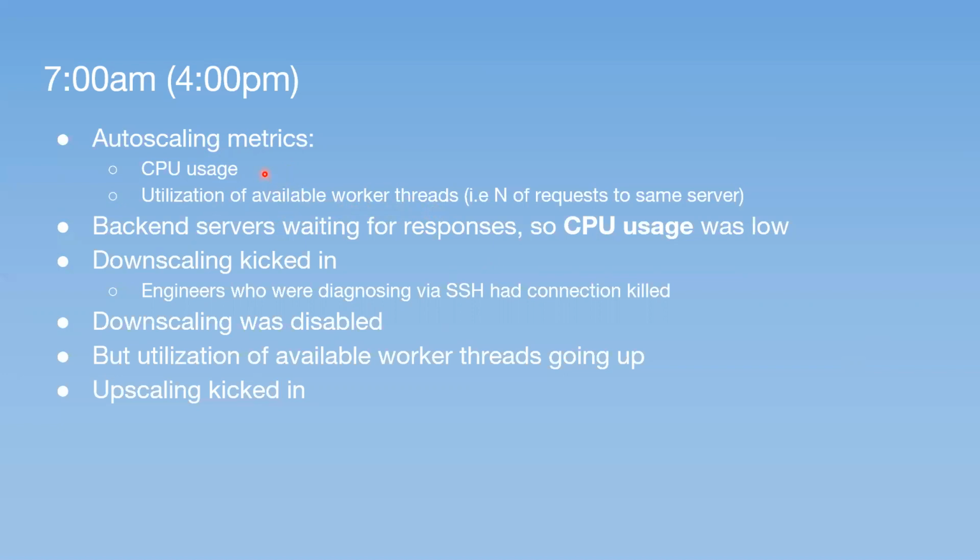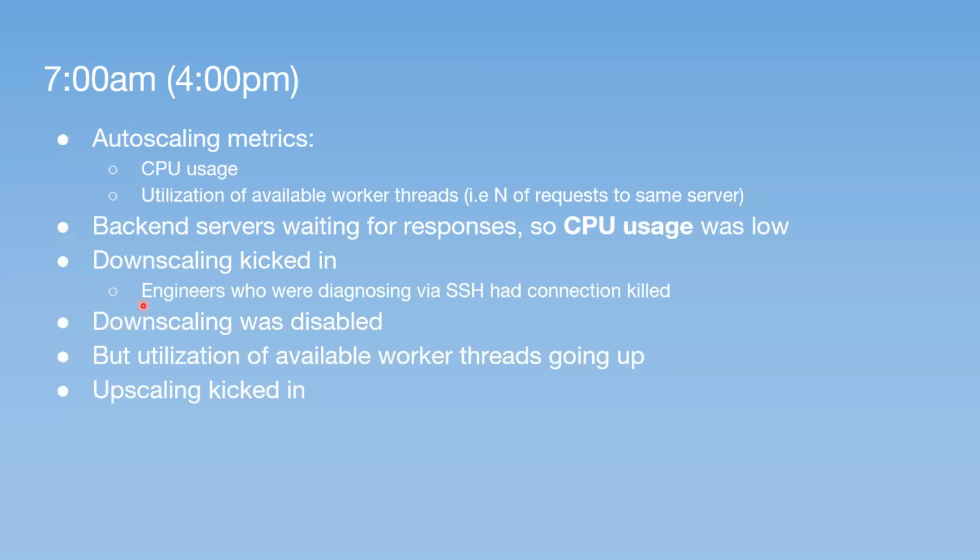So if AWS sees the CPU usage go up to like 80%, then it'll start to auto scale and increase the number of instances. If the CPU goes down to like 10%, then it'll reduce the number of instances. Slack had this set up, and almost every company has this kind of thing set up. So let's think about what's happening. The backend servers are waiting for responses, so CPU usage is low. And this caused the downscaling to kick in.